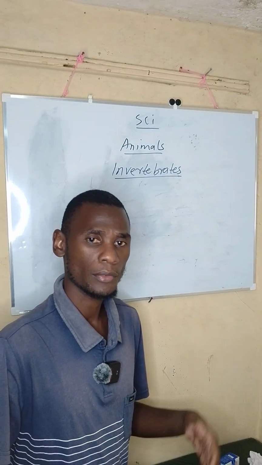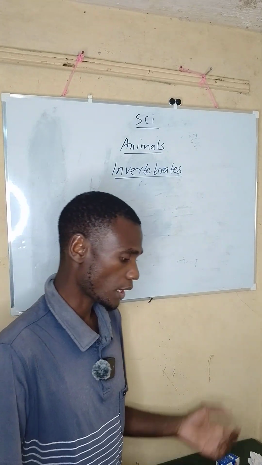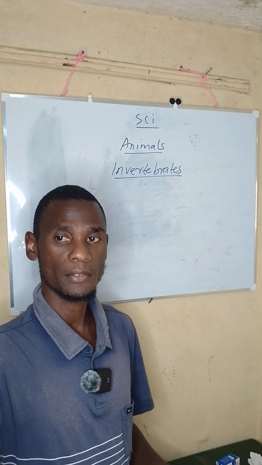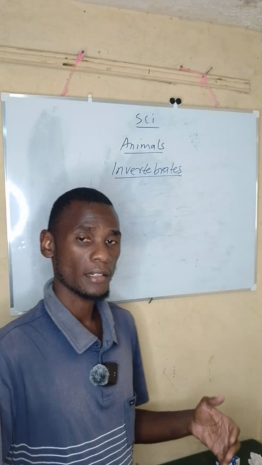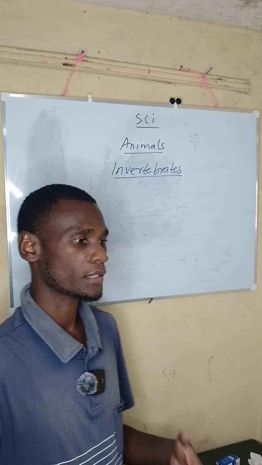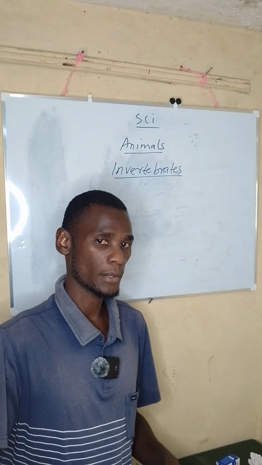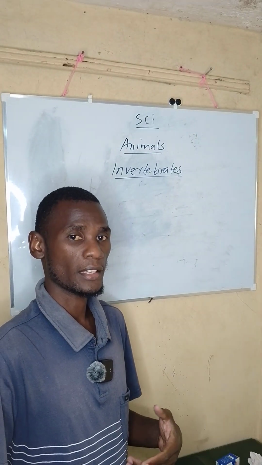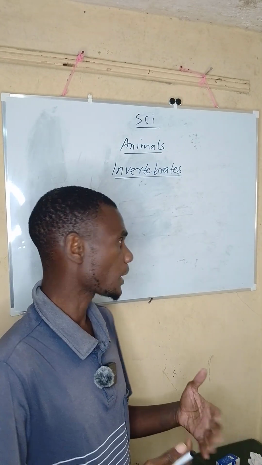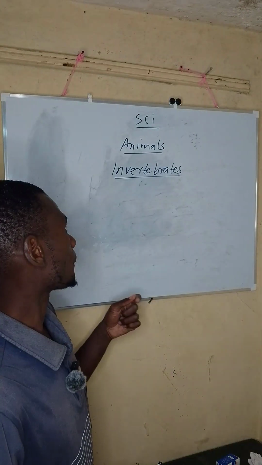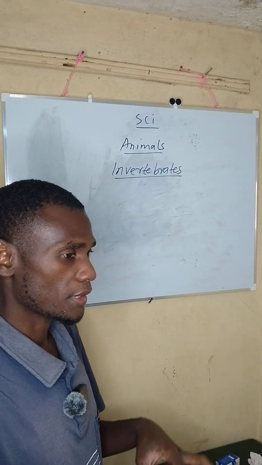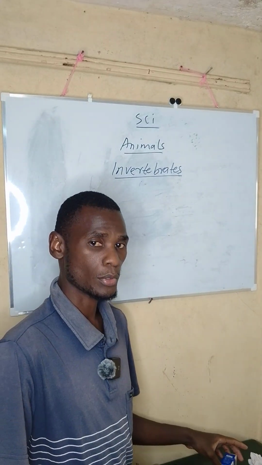Now there are a good number of these animals. It's a very big group. There are so many of them. So we will look at examples of these invertebrates and characteristics, and maybe lastly how you can differentiate between one group of invertebrates and another, because we have realized that there are some two groups here of invertebrates that mostly confuse the learners.